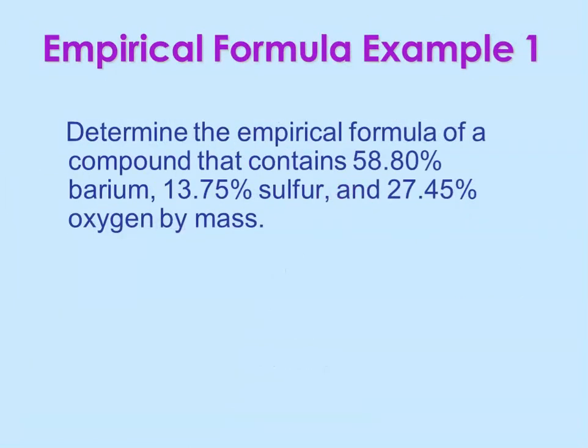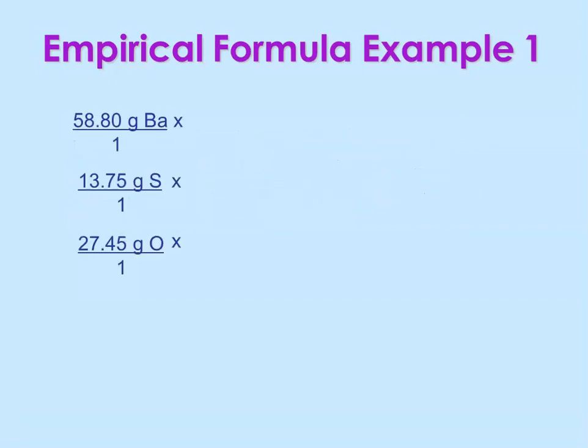So I know that was a lot of steps. We're going to do a couple of examples, and I hope that's going to help, and then we'll do some more in class. Here you have the empirical formula that's got 58.80% barium, 13.75% sulfur, and 27.45% oxygen by mass. So if we had 100 grams of this compound, 58.8 grams of it would be barium, 13.75 grams of it would be sulfur, and 27.45 grams of it would be oxygen. So that gets us our starting point. We have grams being represented as those percentages of each of the elements making up our compound.